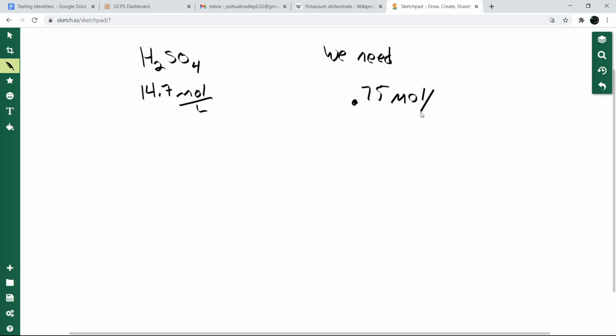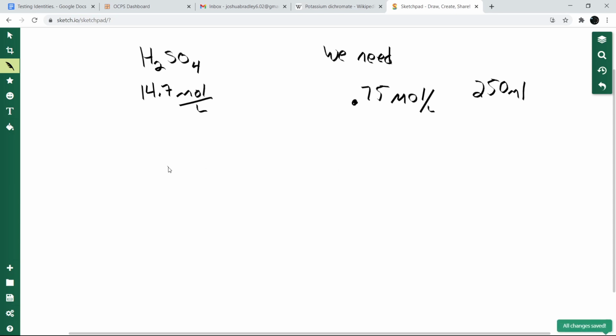Okay. And let's say that we're working with H2SO4. Okay. H2SO4 is another really, really strong acid. It's known as sulfuric acid. And sulfuric acid, it comes in a concentration of 14.7 molar solution. So that's 14.7 moles per liter. Okay. And let's say that we're doing a lab where we need, we'll go with 0.75 molar, okay? We'll put moles over liter here, okay? And let's say that in that lab that we're going to need to have 250 milliliters of it, okay?